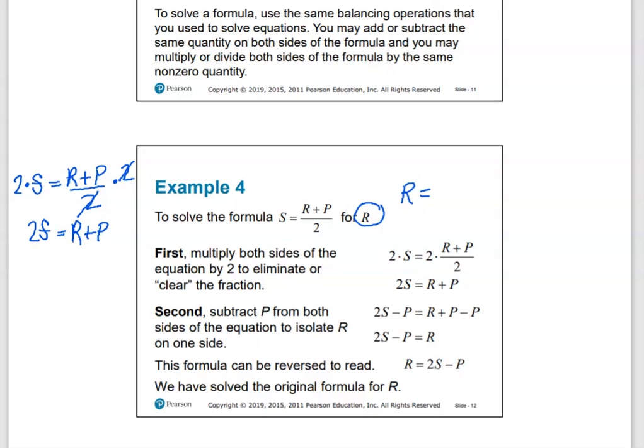Now I'm very close to getting R by itself if I can just get rid of this plus P. Well, we could subtract that, and that would get us 2S minus P is equal to R, which is what we need. R is equal to 2S minus P, not B.